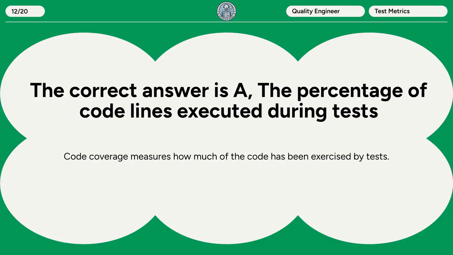The correct answer is A. The percentage of code lines executed during tests. Code coverage measures how much of the code has been exercised by tests.